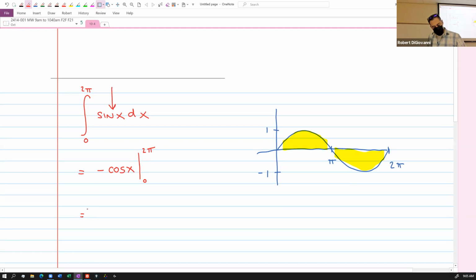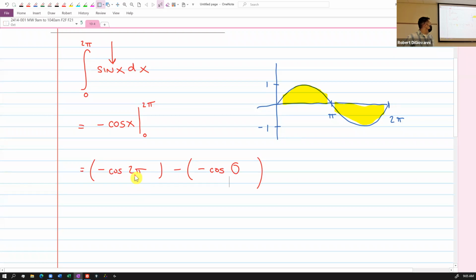Now we evaluate that antiderivative at the two endpoints, always starting with 2 pi first. So negative cosine of 2 pi, and then we subtract from that negative cosine of 0. What is cosine of 2 pi? 1. All the way around, right? Now it will be -1 because of the negative in front of it. So this will be -1 minus, and cosine of 0 is also 1, so we have -1 again. When you put those together, you get -1 plus 1, and you get 0.